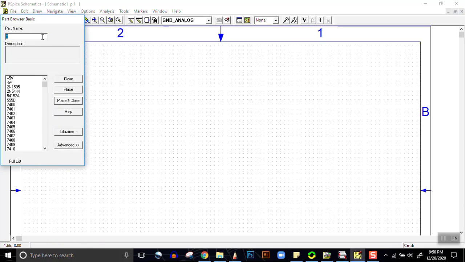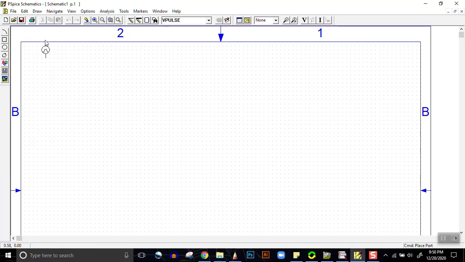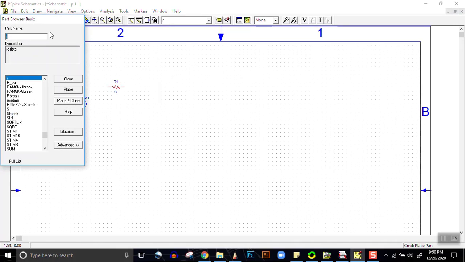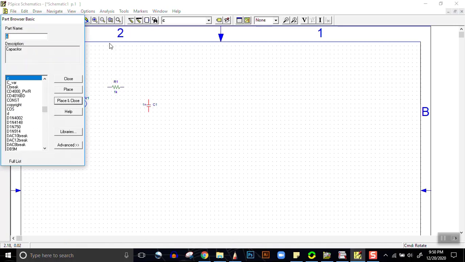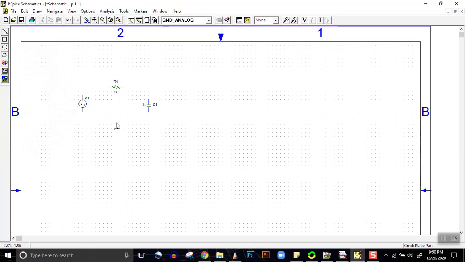From here we choose part and choose V pulse. So we have V pulse. This is our pulse source, and from here we again choose R, which is our resistor, and we again choose C, which is our capacitor. I am rotating the capacitor using Control R, which is the shortcut, and again we need a ground. So here we have ground analog, and we make our basic connection.